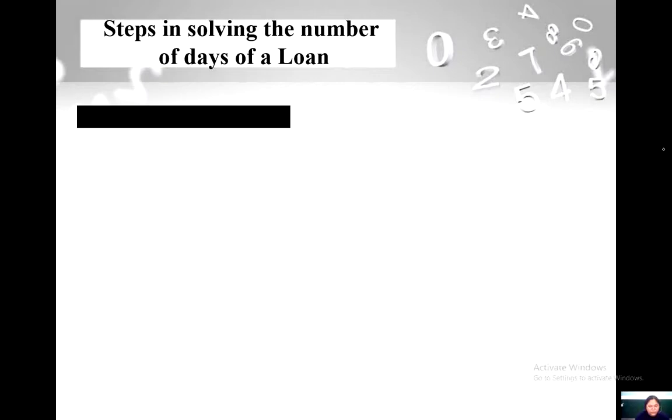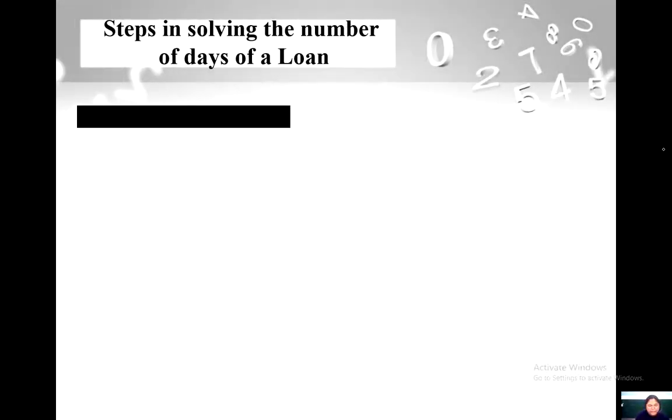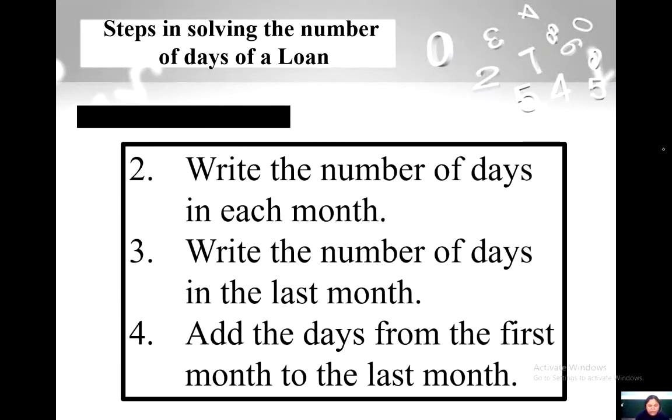So steps in solving the number of days of a loan. If you are going to find the duration or how long or the number of days of a loan, how are we going to get that? First, we're going to identify the number of days remaining in the first month, by subtracting the loan date from the number of days in that month. Second step is write the number of days in each month. So we are going to list down. Third, we're going to write the number of days in the last month. Then add the days from the first month to the last month. Then we're going to get the number of days of a loan.